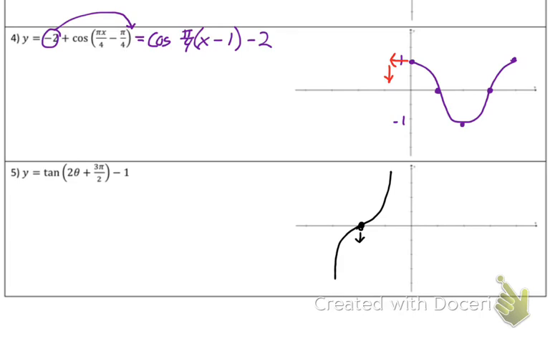Yeah. Can you label the x-axis for number 5? For number 5? Yeah. Like, where are my 2 vertical asymptotes? No, just the x-axis, like the period. We're not going to mark the period because it's tangent.